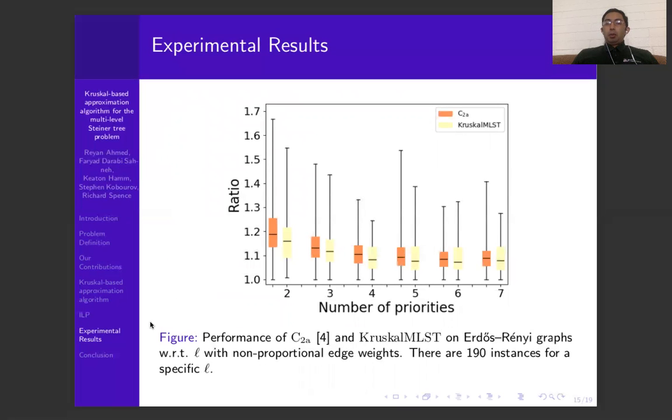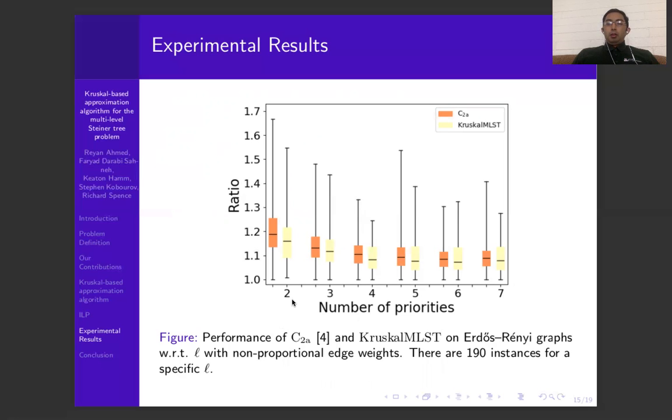We now provide a plot where we show the performance of C2A, which is the algorithm from the paper by Charikar et al. for non-proportional edge weights. We compare C2A with Kruskal-MLST, which is the Kruskal-based algorithm for the multi-level Steiner tree problem. We denote it by Kruskal-MLST. On Erdos-Renyi graphs, with respect to L with non-proportional edge weights, and L is the number of priorities here.